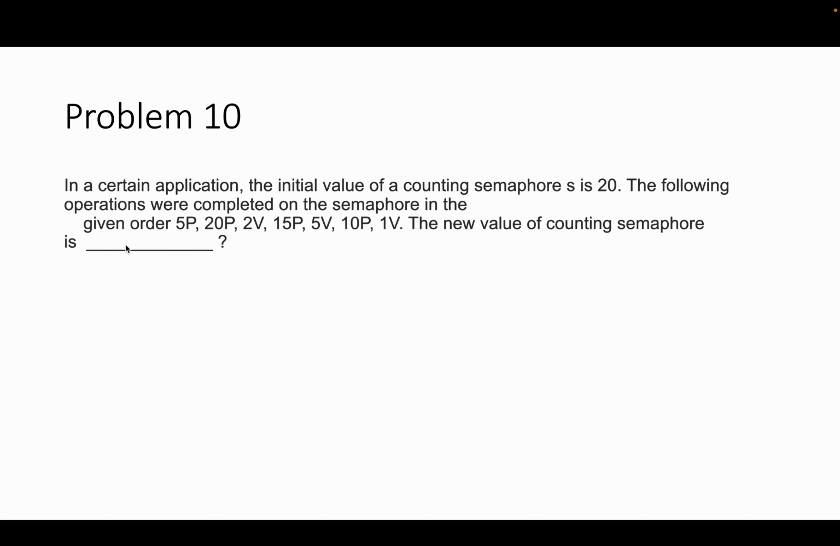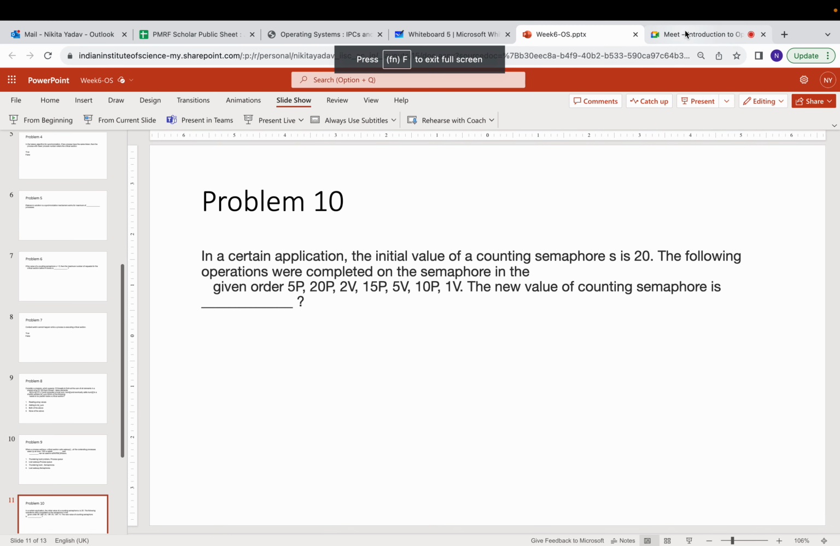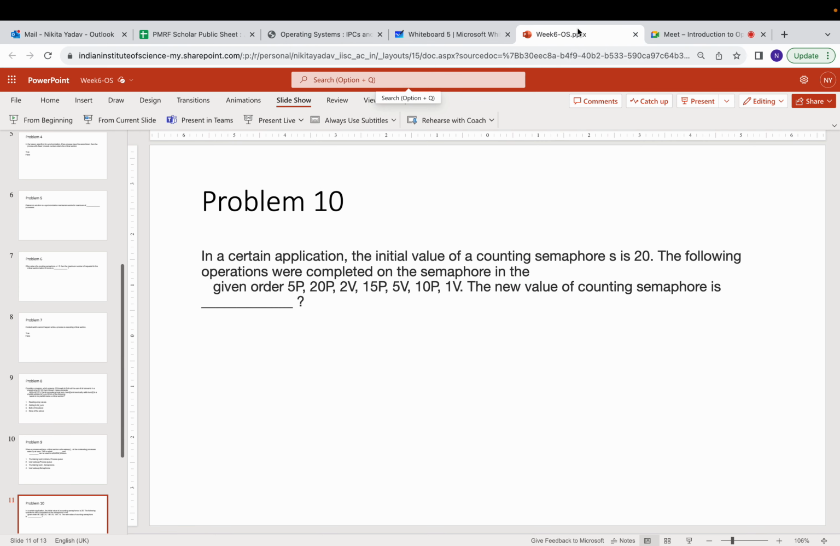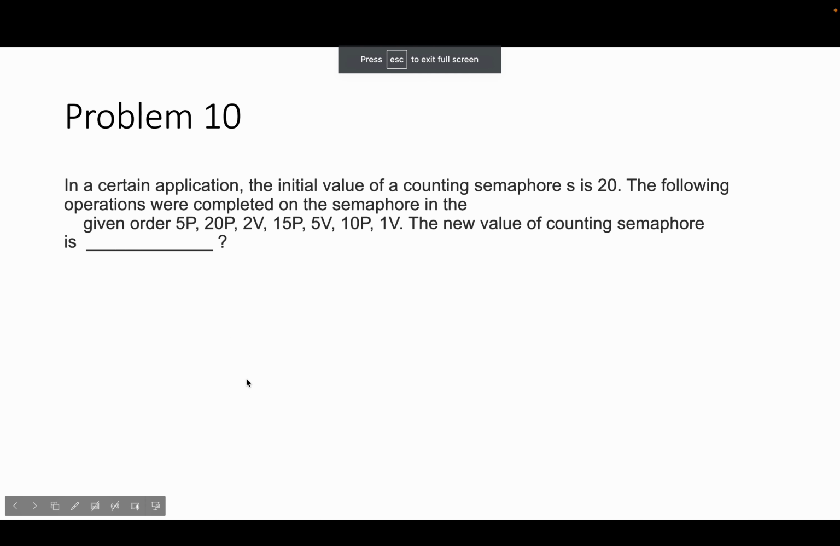Is that clear? Yeah, that's right. Yeah, so the new value here of the counting semaphore is minus 22.